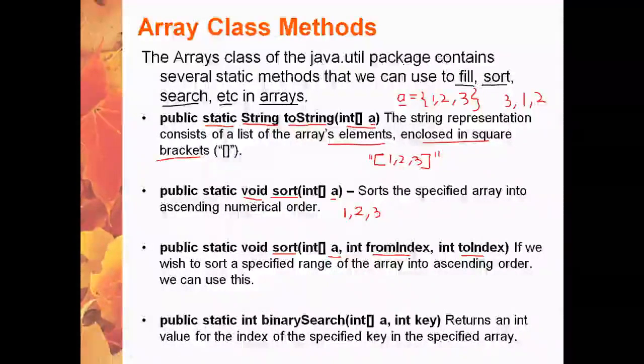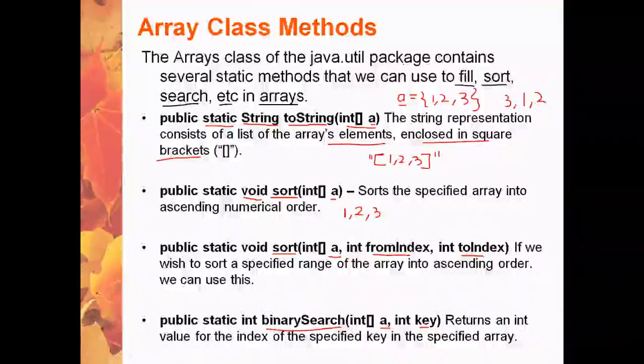Then we have one more method, that is binary search. You might have studied about binary search. This is a searching technique which can be used on a sorted list of elements. Binary search simply searches for a particular value and returns the index of the specified search value. Now if you look at this method, it is taking two arguments, array A and int key. So key is the value which you are searching in the array, and this is your array.